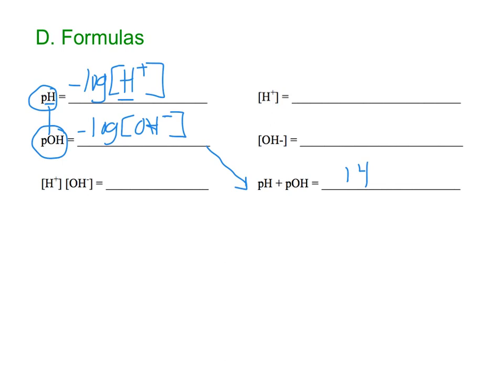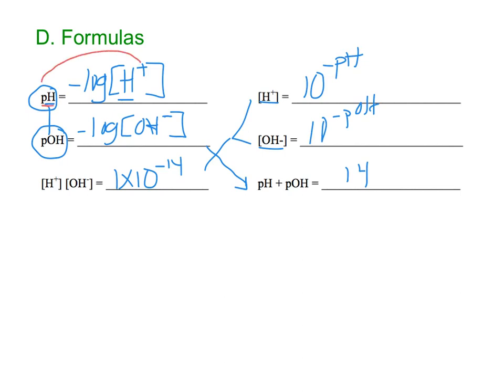If we want to go back to those exponential numbers, if we want to calculate the hydrogen concentration, it would be 10 raised to the negative pH. And our hydroxide concentration would follow suit. It would be 10 raised to the negative pOH. And we know that both of those concentrations will multiply to be 1 times 10 to the negative 14th. But the main connection I want you to see, and we'll get practice, is that the pH scale is related to H, and the pOH scale is related to OH.